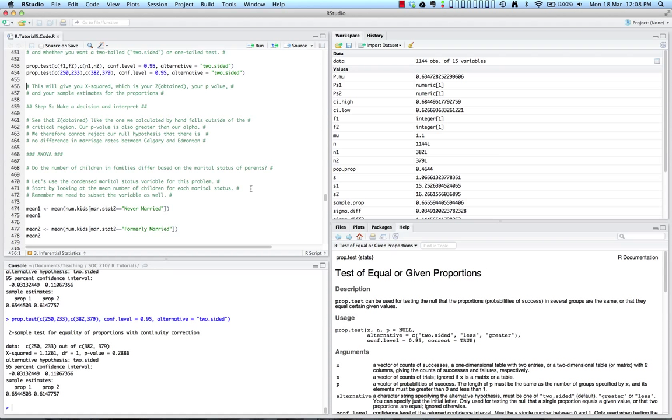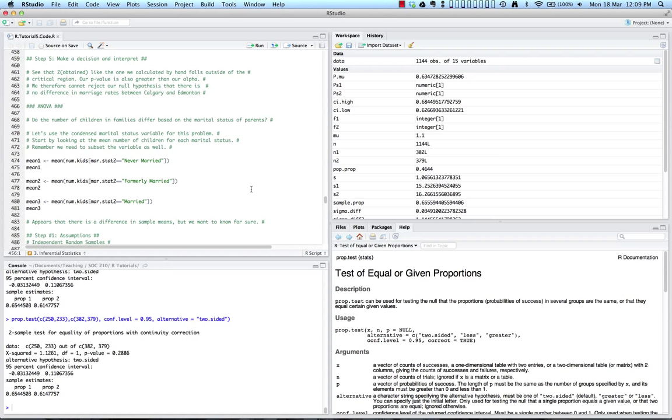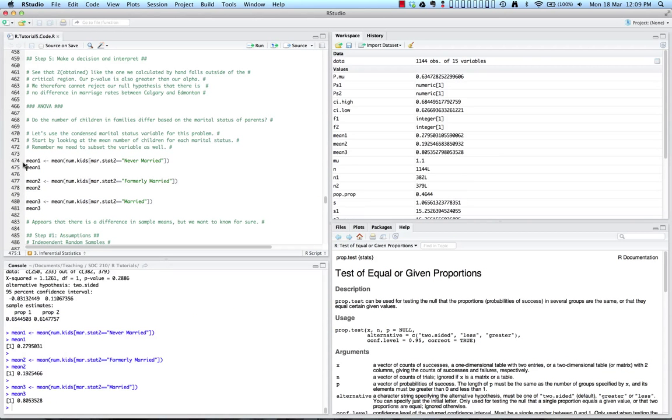And first, let's start by looking at the mean number of children for each marital status. Remember that we need to subset this variable as well, and to get our 3 different means in this situation. So here you have your mean, and in this case your number of kids, which is going to be our dependent variable, and also our mar.stat2, which is our independent variable with our different categories. We can do this all at once to get our 3 different means.